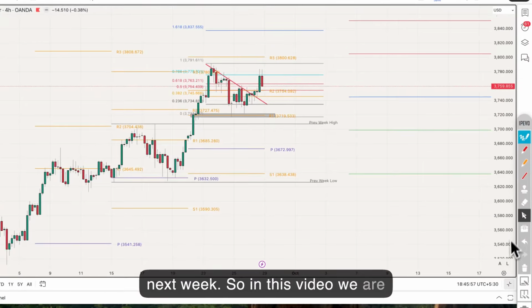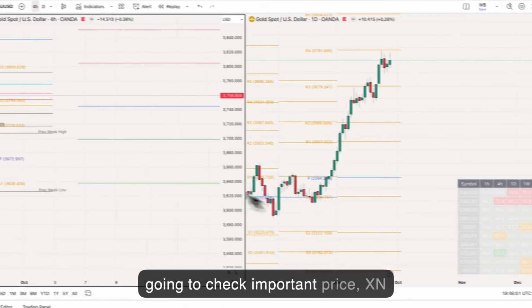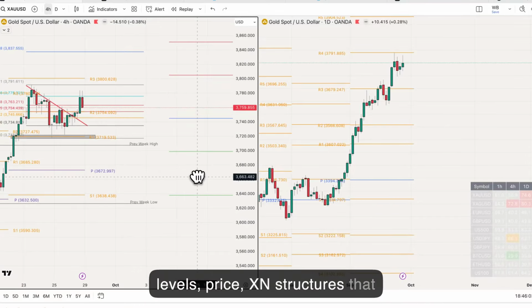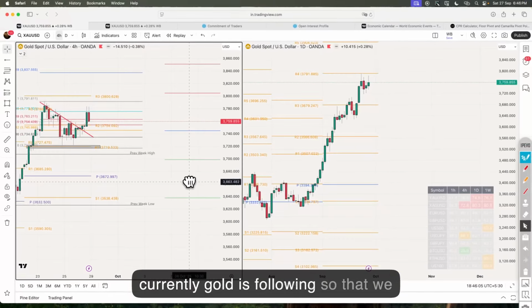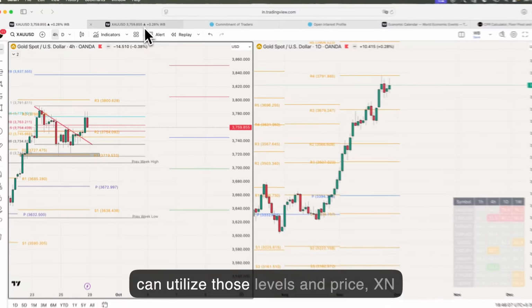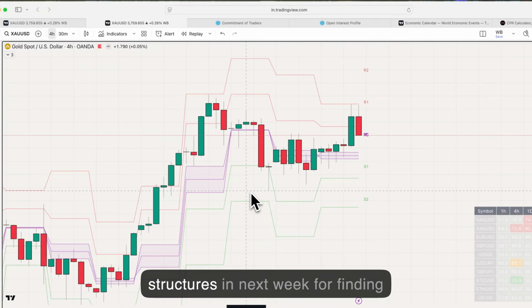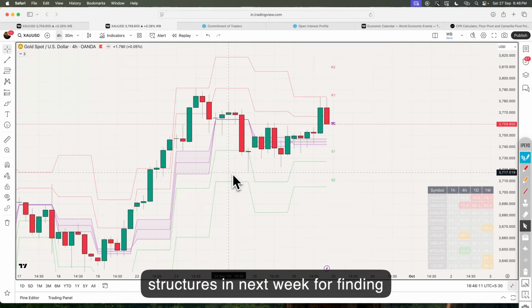So in this video we are going to analyze the gold chart on different time frames, and check the important price action levels and price action structures that gold is currently following, so that we can utilize those levels and structures next week for finding possible buy and sell opportunities.